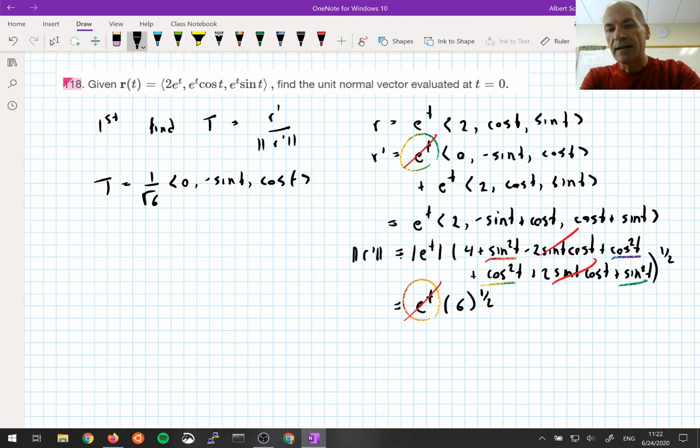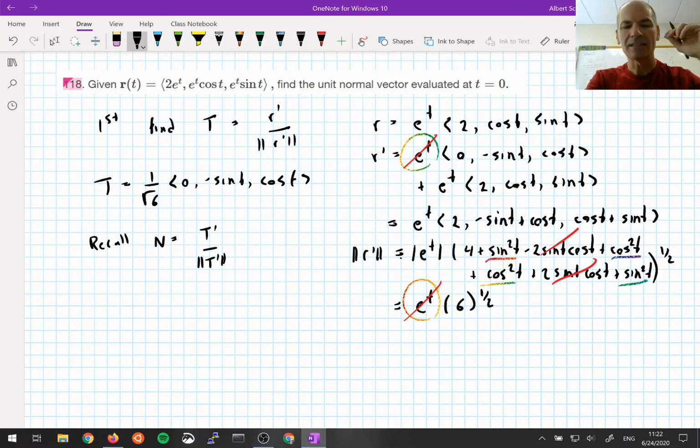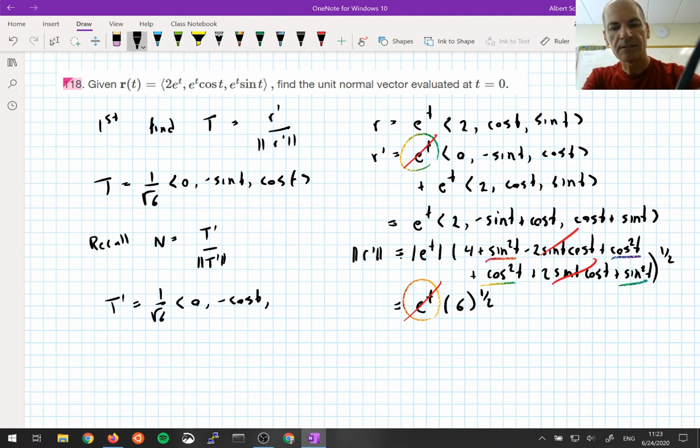That said, we're not at the unit normal vector. Recall that the unit normal vector, N, is equal to T prime over the magnitude of T prime, so we've got to do all of that again. Let's hope it's not as bad. T prime is the derivative of this guy with respect to t. The 1 over root 6 is going to go along for the ride. The derivative of the first component is 0. The second component, cosine t. The third component, minus sine t.